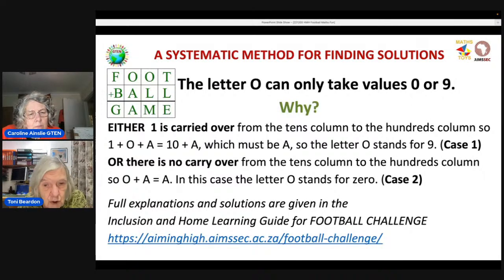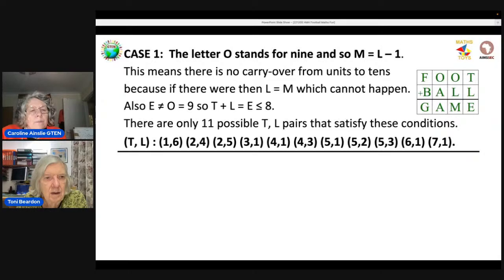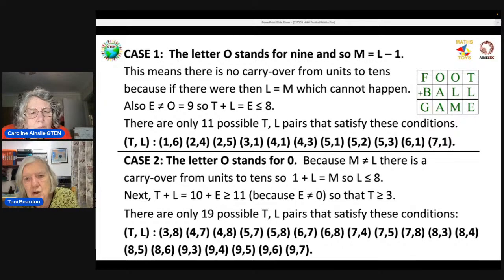Anyway, all the solutions there and a pseudocode for writing a program to solve this puzzle are all on the Aiming High website. And if you do a bit more reasoning, you can find all the TL pairs, and then you can use those to find all the solutions.